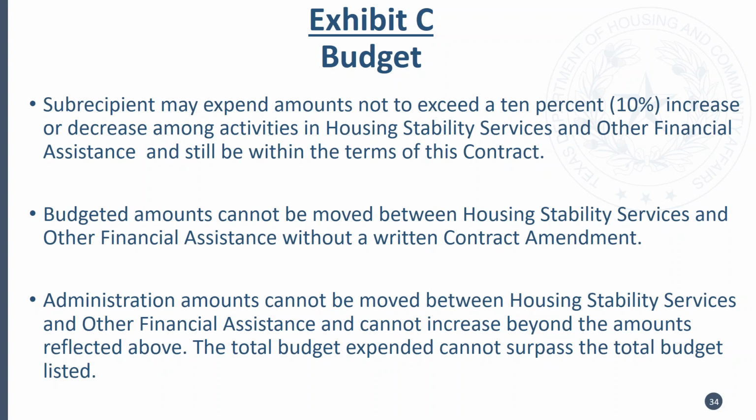However, keep in mind when you're planning that the amounts cannot be moved between housing stability services or other financial assistance without a written contract amendment if it's over 10%. And administrative amounts cannot be moved. And the total budget cannot surpass what you have listed. So you cannot go over what we've said we're going to give you.